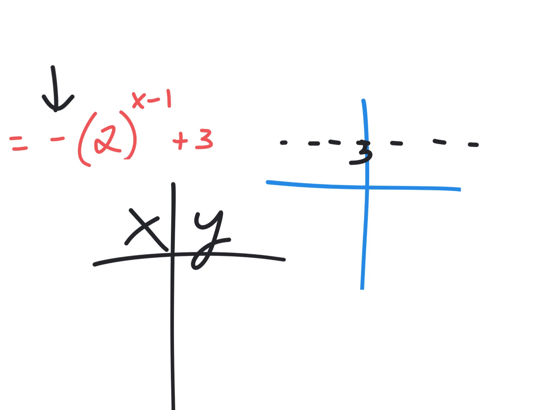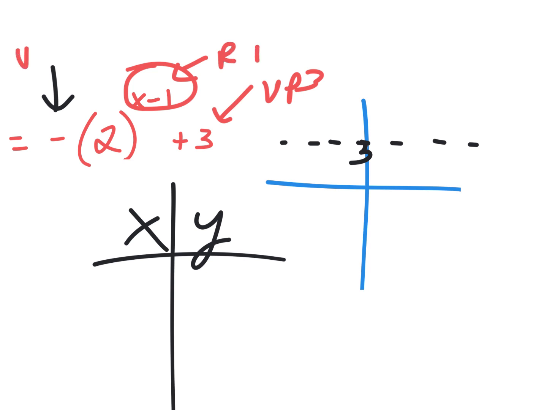How about this minus 1 in there? Right or left 1? Right 1. So that's what these things mean. This means up 3. This means right 1. And this means vertical reflect.